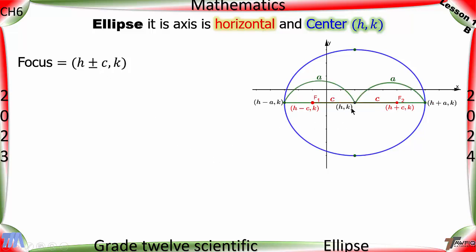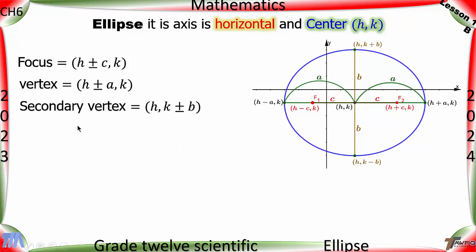And if the distance between the center and the vertex is a, so (h - a, k) is a vertex and (h + a, k) is a vertex too. Then the two vertices are (h ± a, k). And if the distance between the center and the secondary vertex is b, so the two secondary vertices are (h, k ± b).